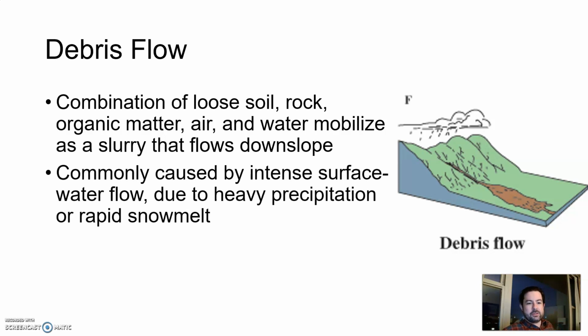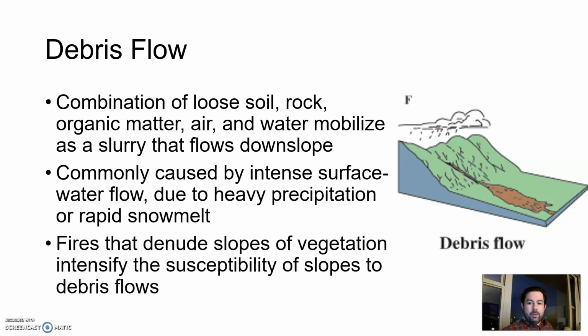Commonly caused by intense surface water flow, heavy rains, heavy precipitation, rapid snow melt. So they work in context with flash floods. This type of mass wasting event is also very common where there are wildfires. A wildfire burns a bunch of vegetation on a slope, on a hill, the trees, bushes, whatever. Then heavy rains come, so you get all that water mixing in with the dirt, the ash, and all the burnt sticks. It forms that chocolate shake, and then it slides on down, a big mushy, slushy flow.